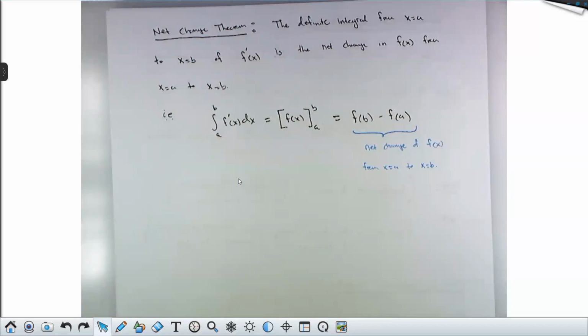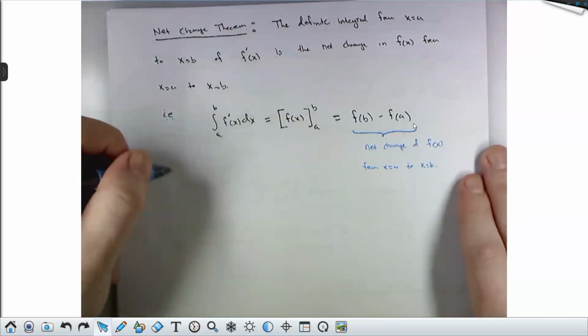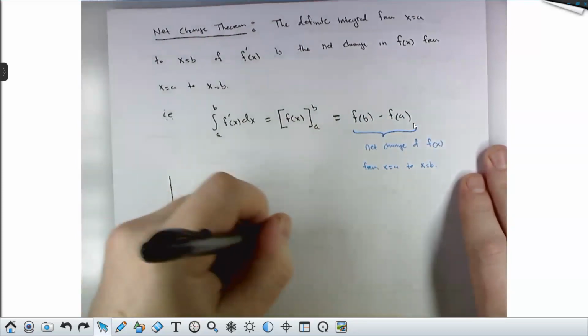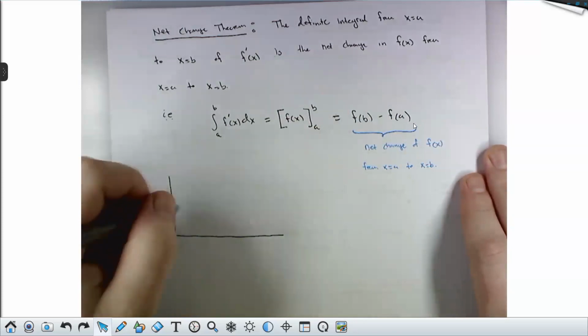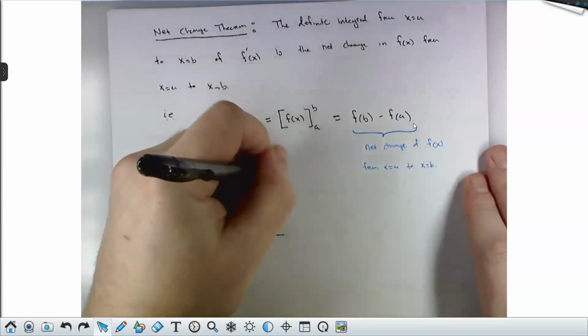Okay. So remember what we mean by net change, right? It's how far did the function end up compared to where the function started, right? So the net change on an interval a, b, or the net change from x equals a to x equals b is just f of b minus f of a. It's the total vertical distance traveled by the function f. Like this, from a to b. It can be negative, it can be positive, it can be 0.